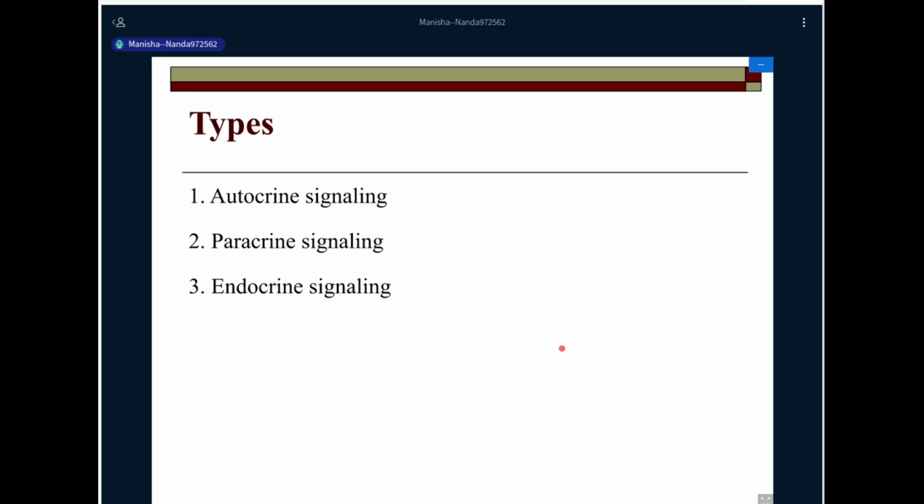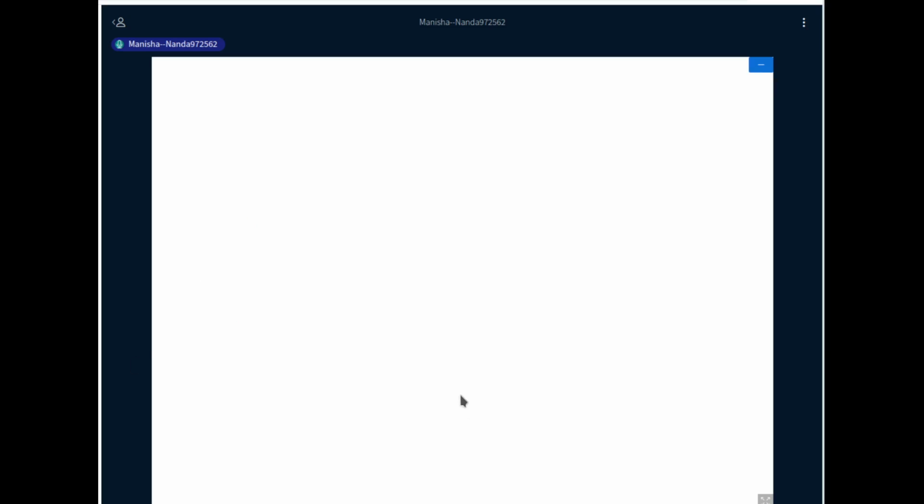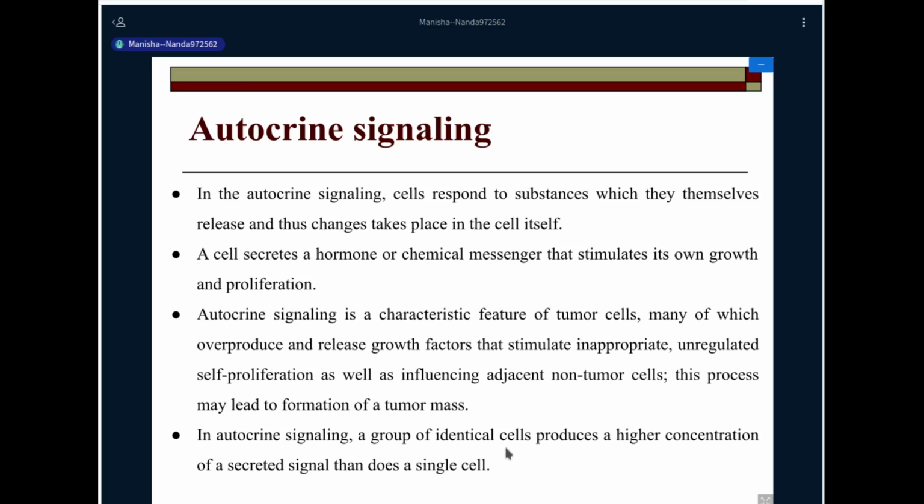Now, let's talk of the types of signaling. Signaling is basically classified into three types. First one is autocrine signaling, second is paracrine, and then comes the endocrine signaling. So, first we'll talk of autocrine signaling. Auto, as the name implies, denotes self.